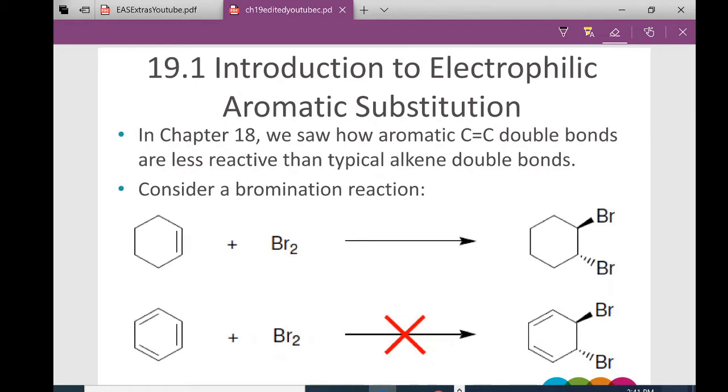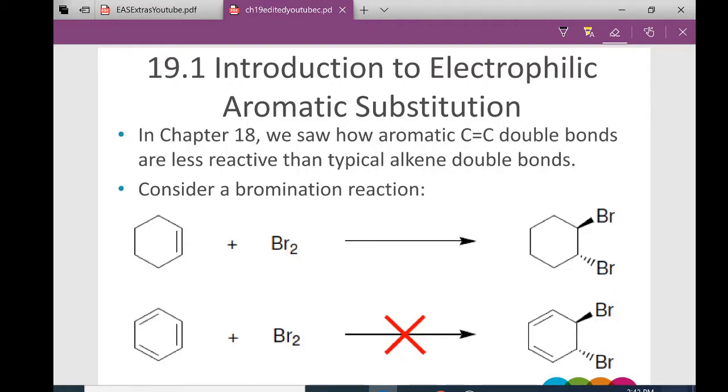Hello and welcome back. Today we'll be discussing Chapter 19 in versions 1 and 2 of Klein Organic Chemistry, which is Chapter 18 in version 3 of Klein Organic Chemistry. This chapter includes electrophilic aromatic substitution reactions, nucleophilic aromatic substitution reactions, and elimination addition.